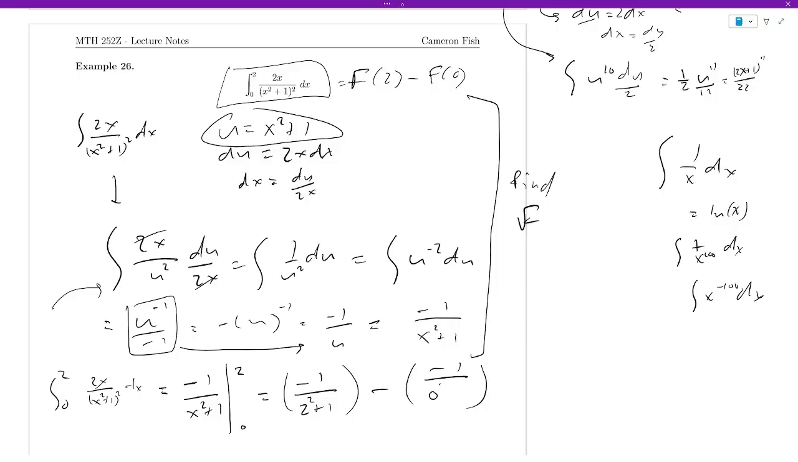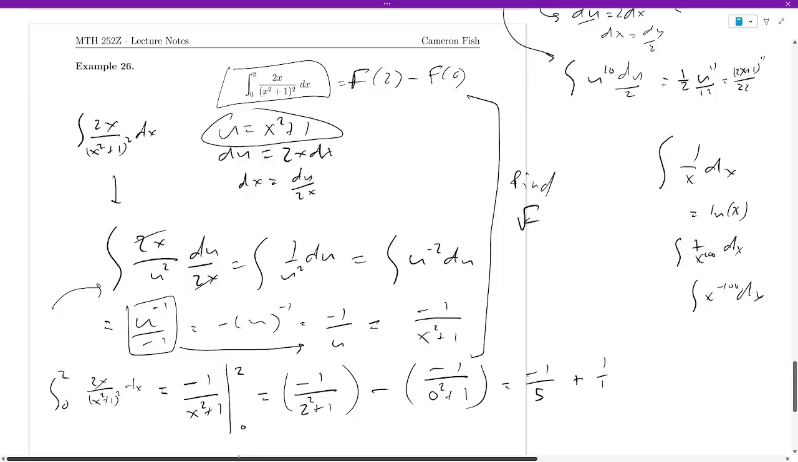So 0 squared. Again, you can shortcut some of these steps, right? Like I could just have written 1 on the bottom here instead of 0 squared plus 1, if I can do that arithmetic in my head. But it's good to spell it out carefully if you want to. Now we can simplify. So this is negative 1 over 4 plus 1, and then negative negative is plus 1 over 1. So that's 1, right? So 1 plus negative 1/5, that's the same as 4/5, I believe.